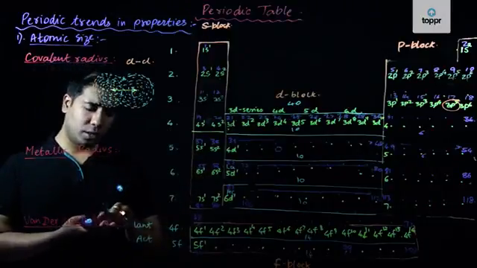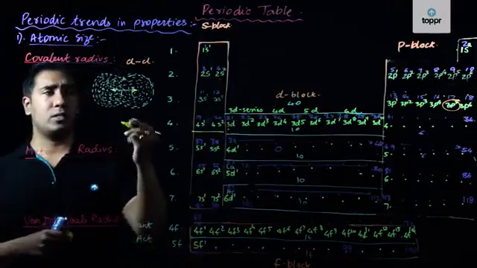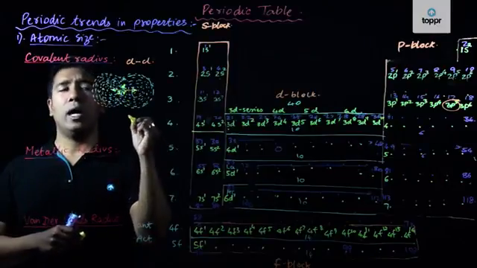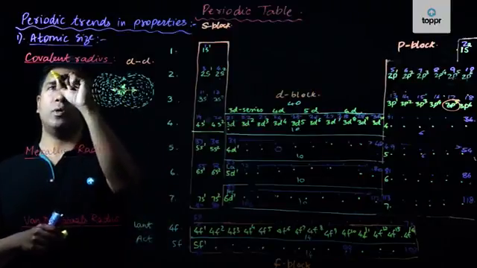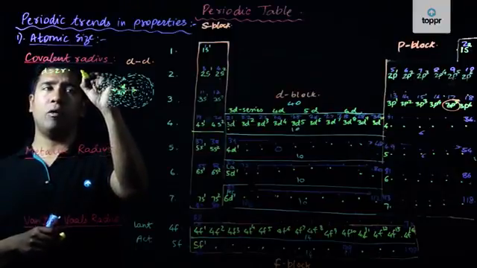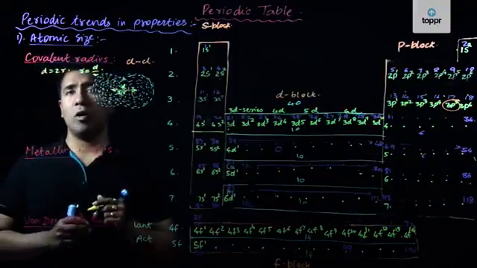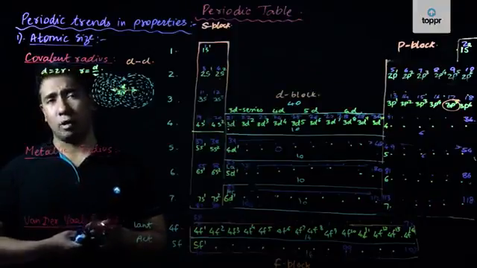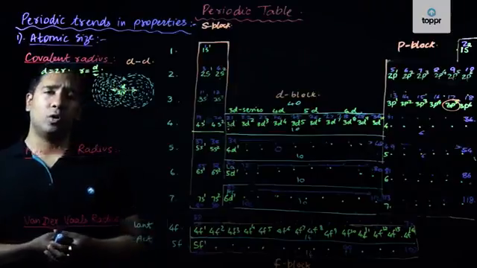So if we consider the distance between the two nucleuses as equal to d, we know that d is equal to 2 times r. Therefore, if we divide the value of d by 2, we will get the value of the radius of each atom, and that can be considered as the atomic radius. So this is how we find out the covalent radius in the case of non-metallic compounds.